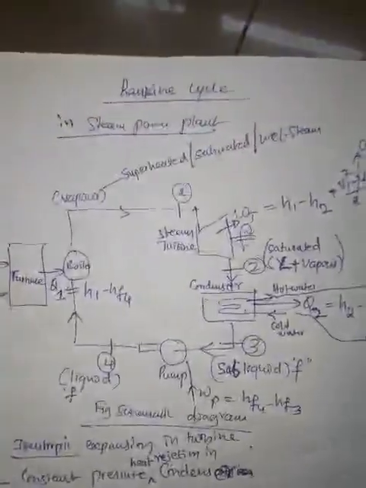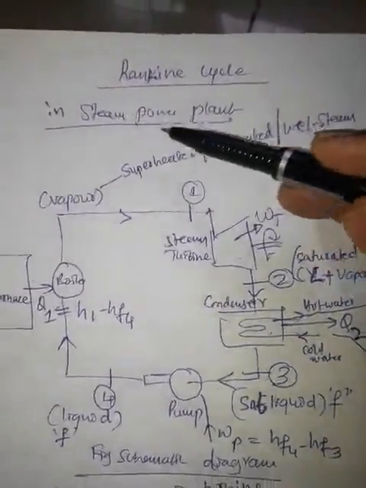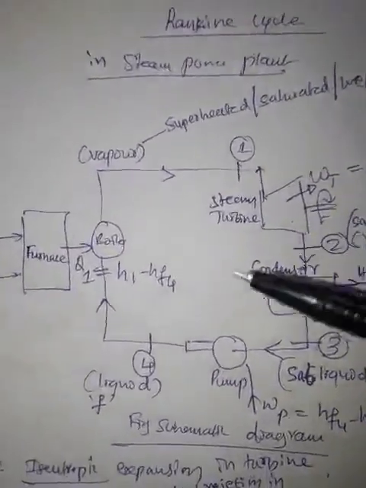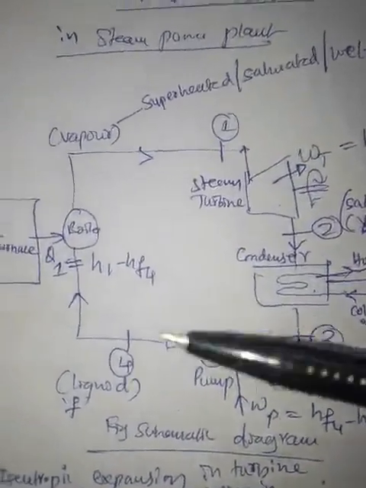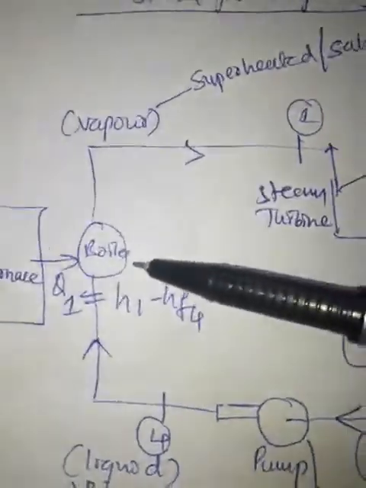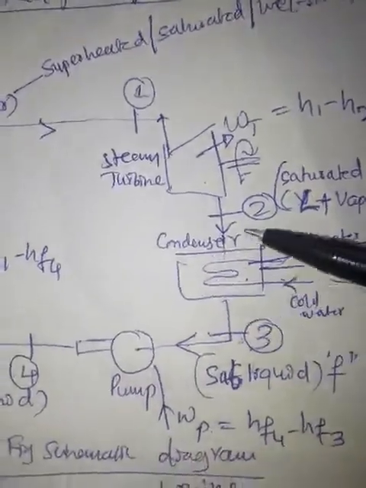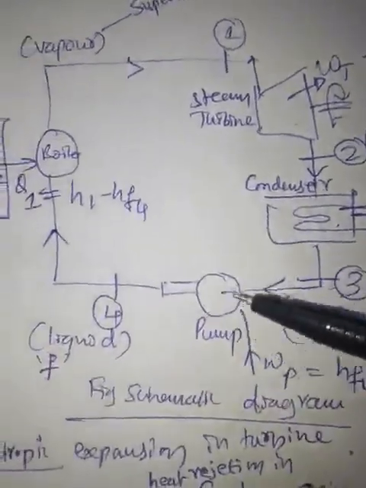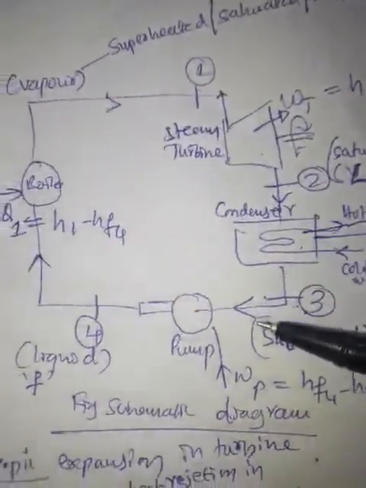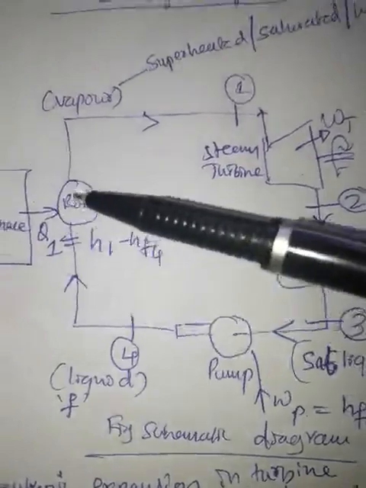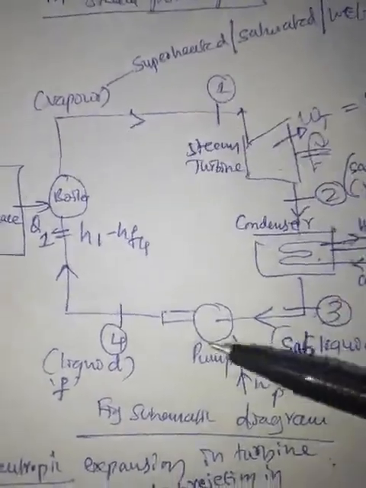Hi students, let's understand about the Rankine cycle which is used in steam power plants. Rankine cycle consists of four important devices. The first device is boiler, second device is steam turbine, third device is condenser, and fourth device is pump. And all these four devices are connected through pipes, and water is the working fluid which keeps on circulating in this cycle.